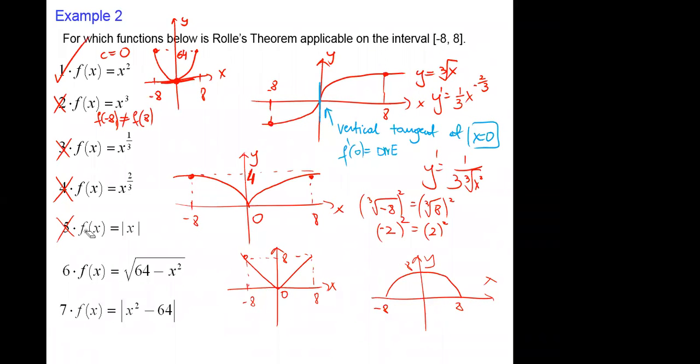Okay, we can see number 6. It's just the half of the circle with the radius 8. That means the value for negative 8 and for 8 is the same, and we can see it's a nice and smooth curve. The function is continuous and differentiable. This function will satisfy the conclusion of Rolle's theorem. Let me show you, because we have to know that function. It's number 6, just one more time.